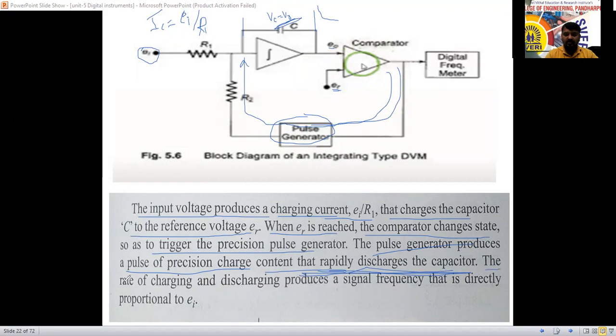The rate of charging and discharging produces a signal frequency that is directly proportional to the input voltage EI. That is directly proportional to the input voltage EI. So this is the explanation of this block.